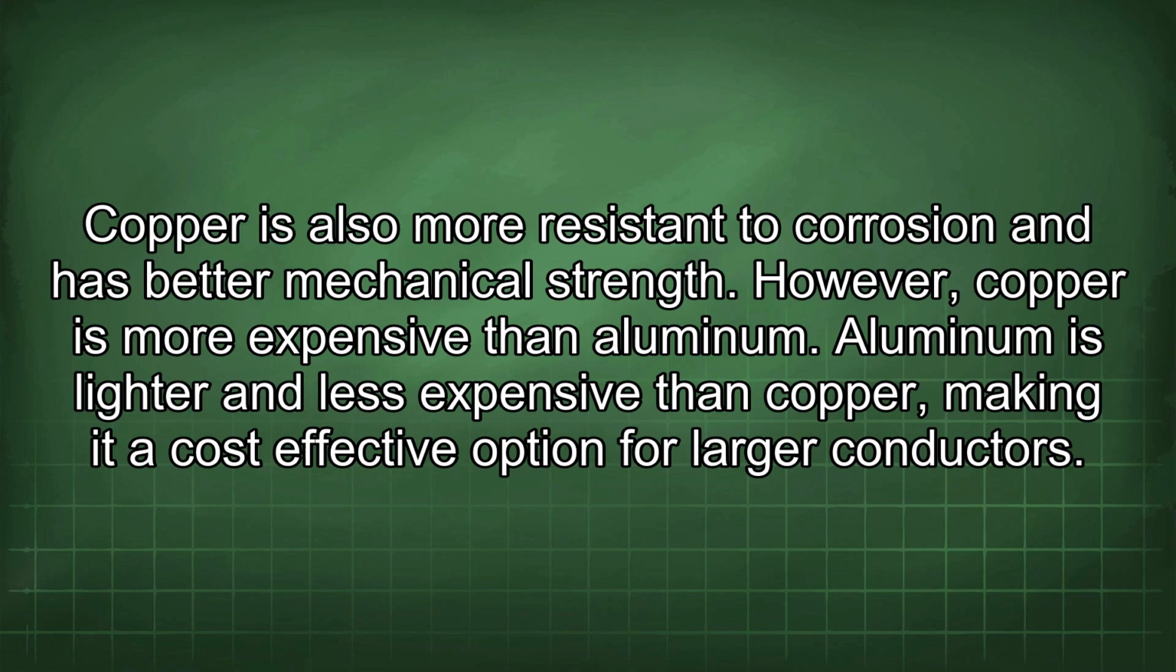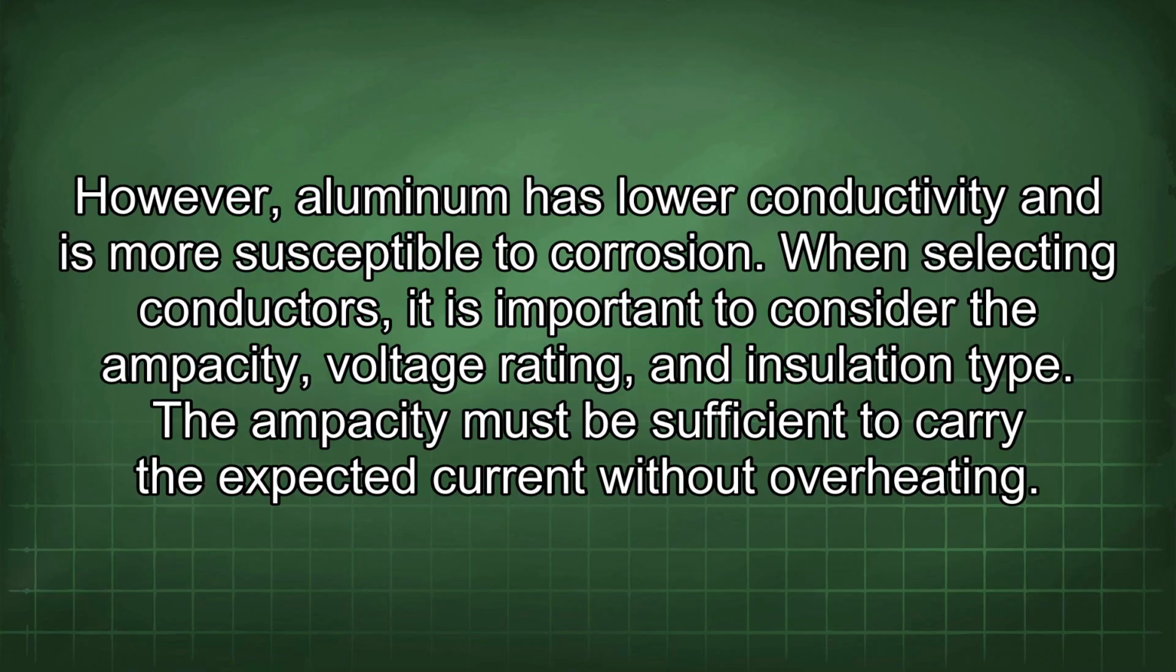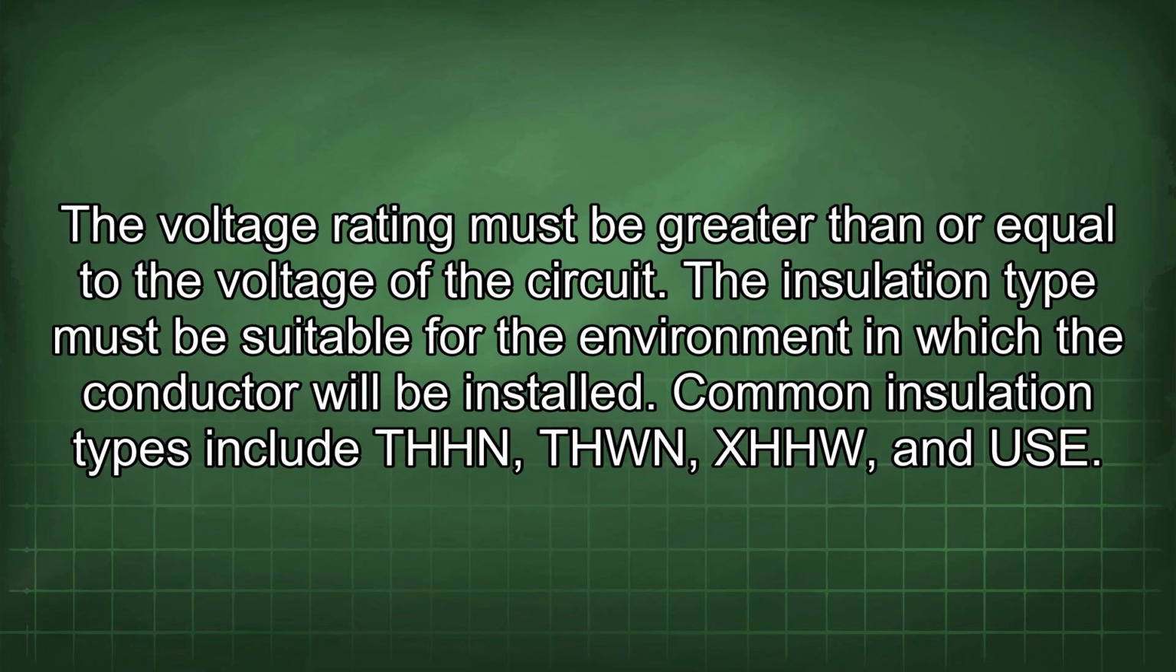Aluminum is lighter and less expensive than copper, making it a cost-effective option for larger conductors. However, aluminum has lower conductivity and is more susceptible to corrosion. When selecting conductors, it is important to consider the ampacity, voltage rating, and insulation type. The ampacity must be sufficient to carry the expected current without overheating. The voltage rating must be greater than or equal to the voltage of the circuit. The insulation type must be suitable for the environment in which the conductor will be installed.